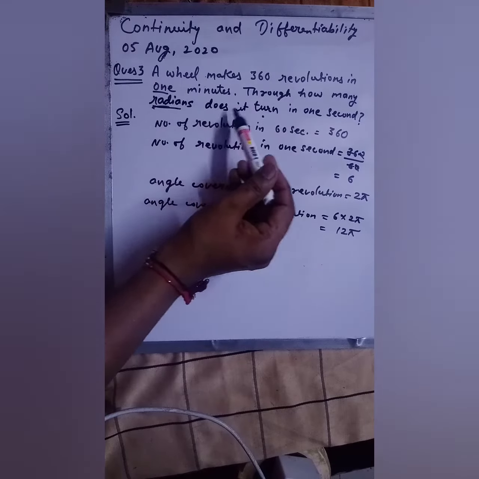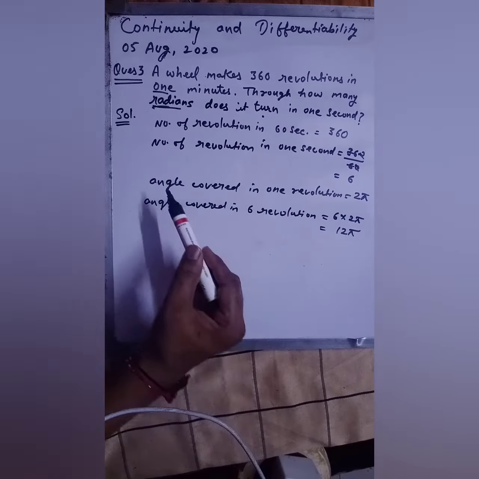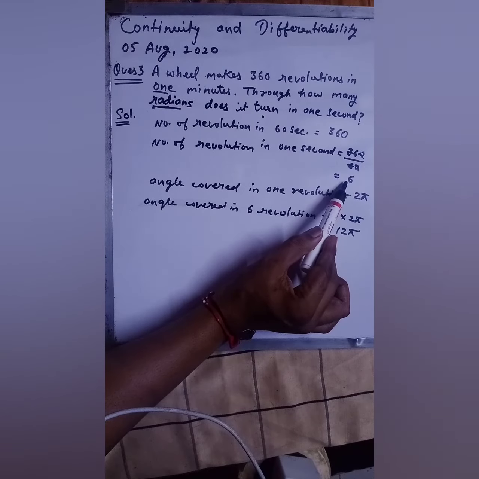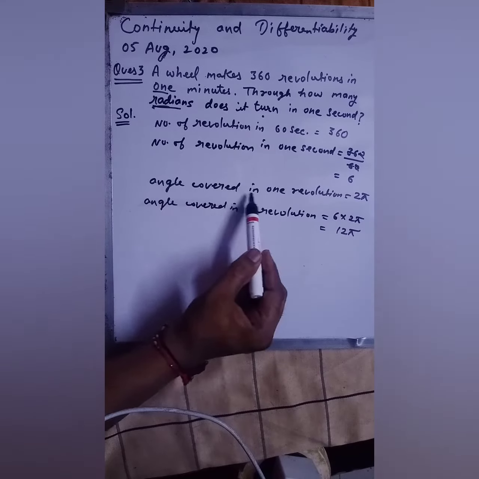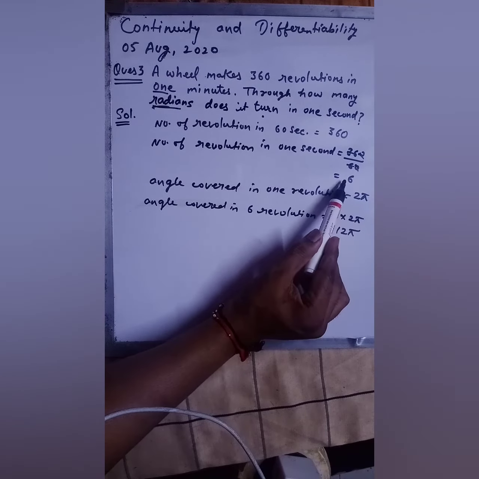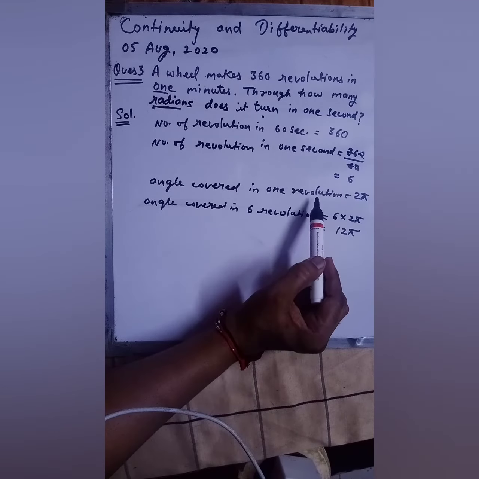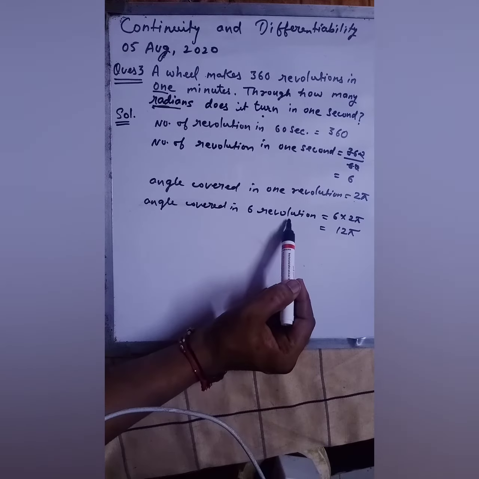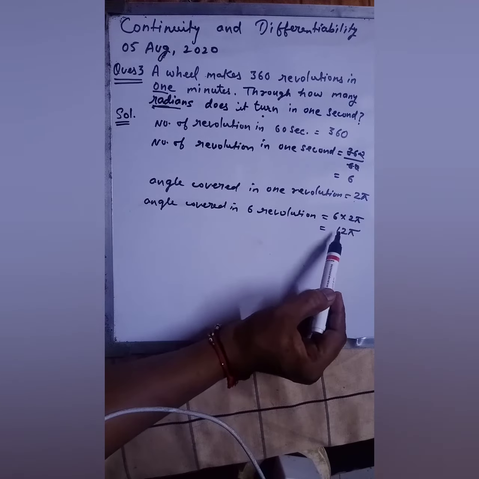Through how many radians does it turn in 1 second? So first we have to find out the number of revolutions in 1 second, that is 6. And then we have to find out the angle covered in one revolution, that is 2 pi. So the angle covered in 6 revolutions is 6 into 2 pi, that is 12 pi. So this is your final answer. This is how you can solve this question. Got it? Okay.